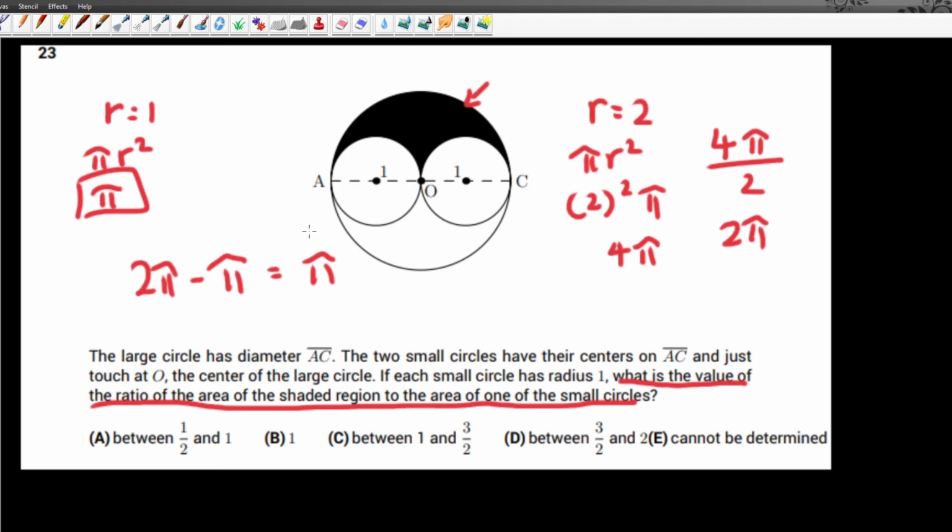And then we can see that the area of the shaded region is pi, but then the area of the not semicircle, smaller circle is also pi. Pi over pi is just 1.